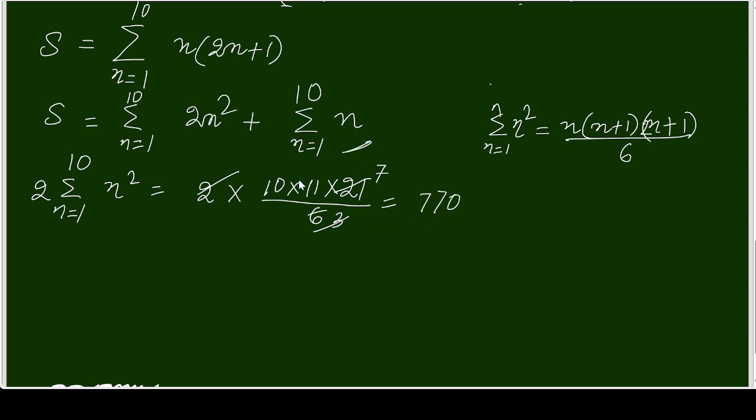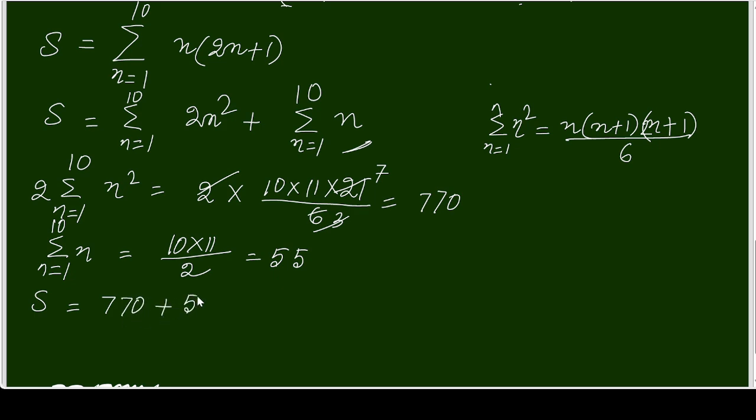Now calculating this one, summation of n from n equals 1 to 10. This is very simple. It will be n into n plus 1 by 2, which is 10 into 11 by 2. So this will be 55. So the total sum is 770 plus 55. This will be 825, which is the answer.